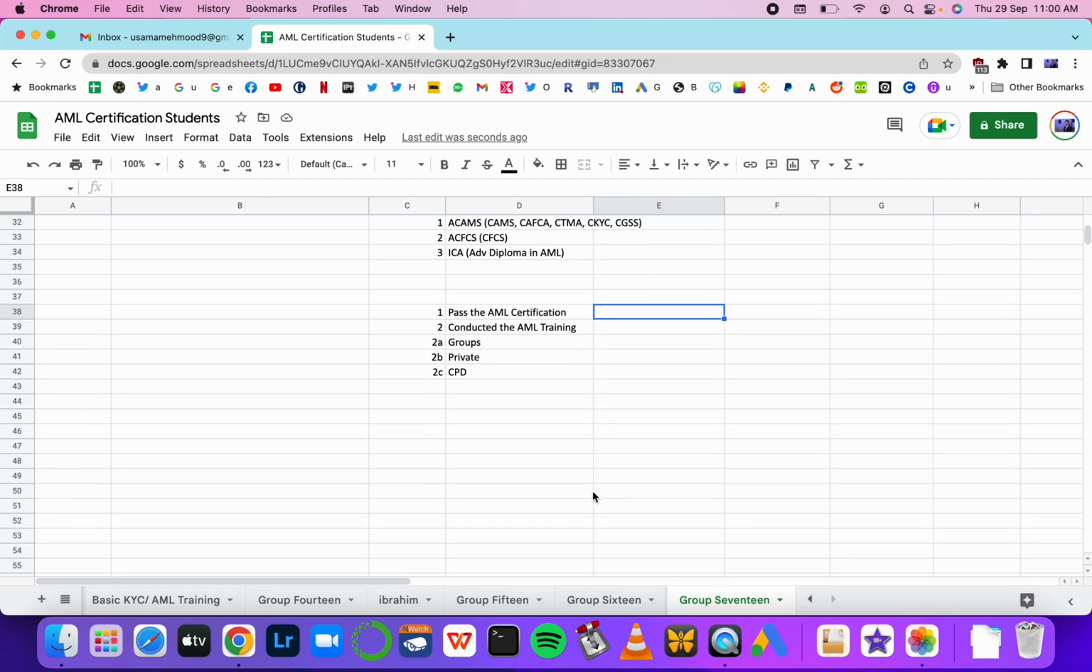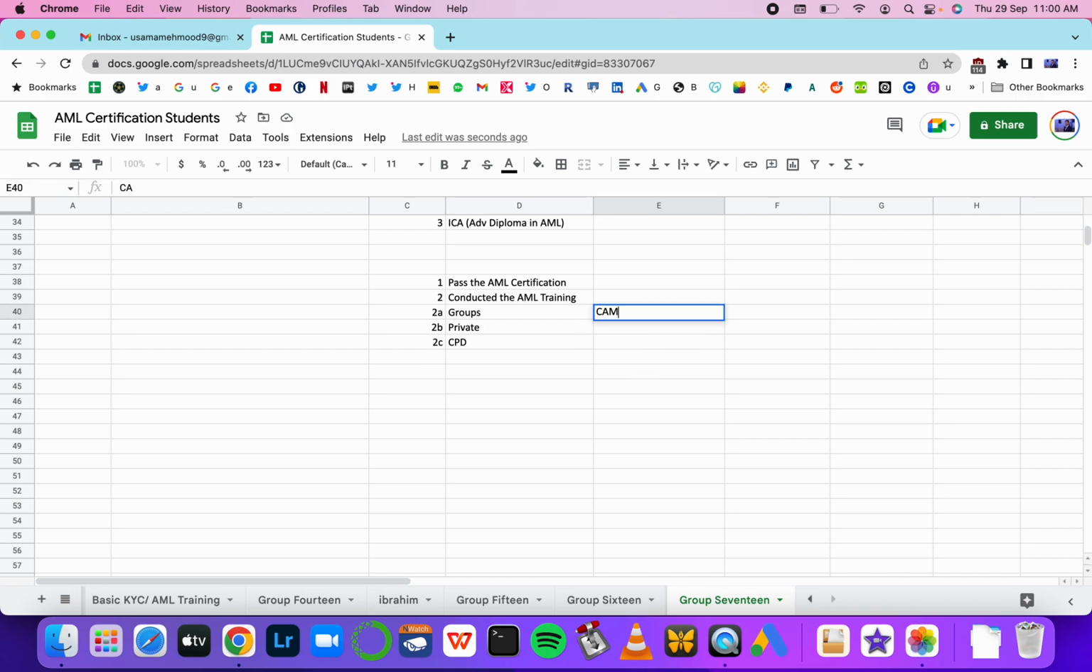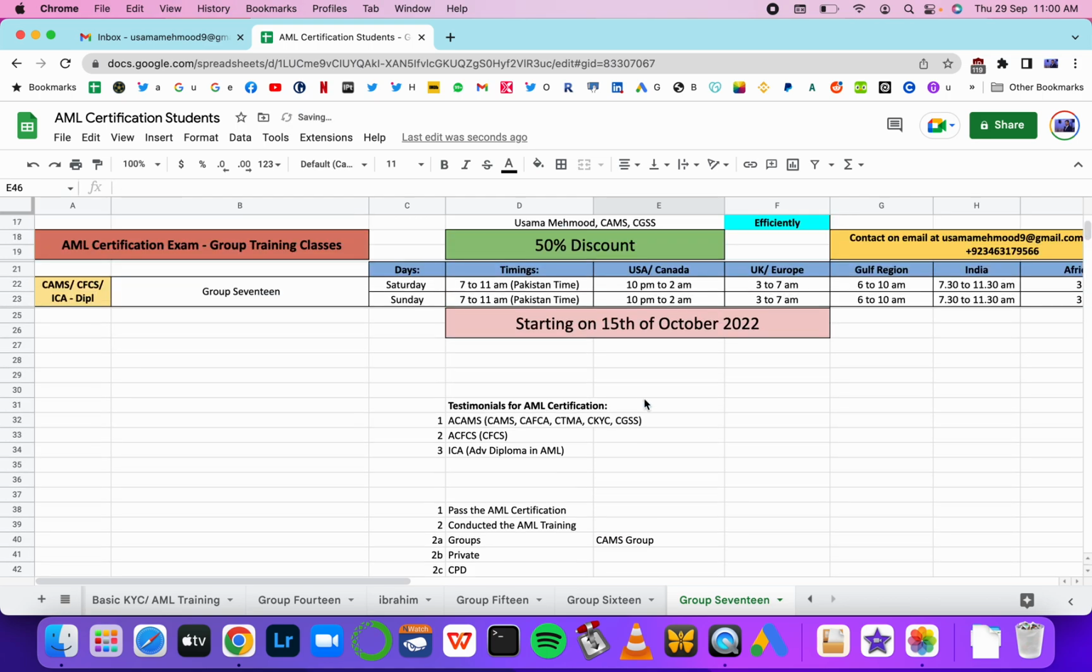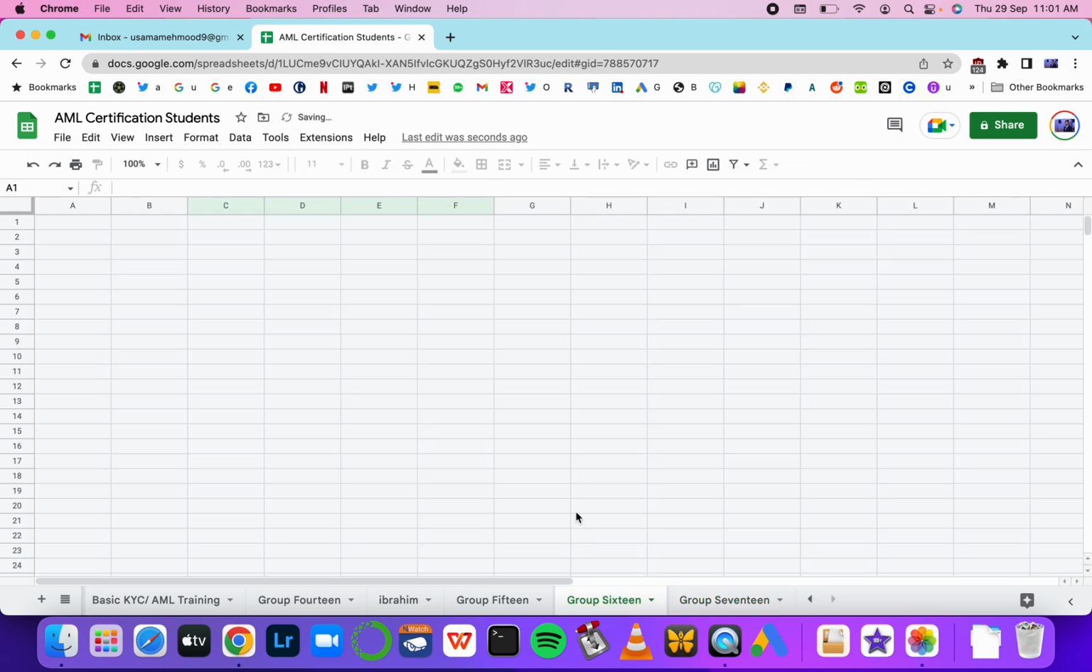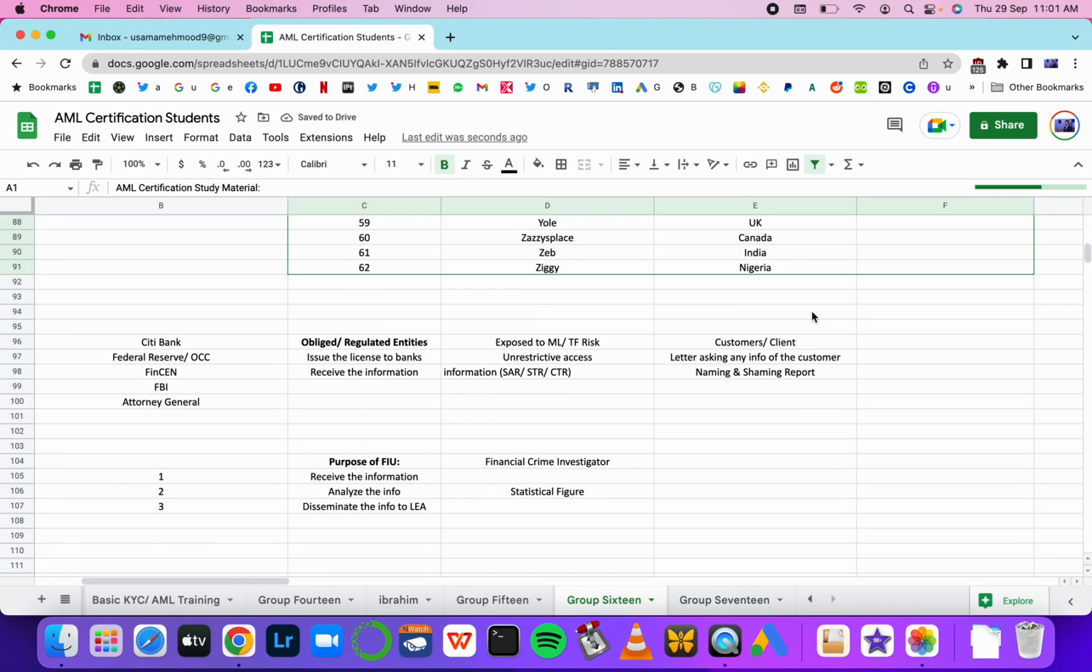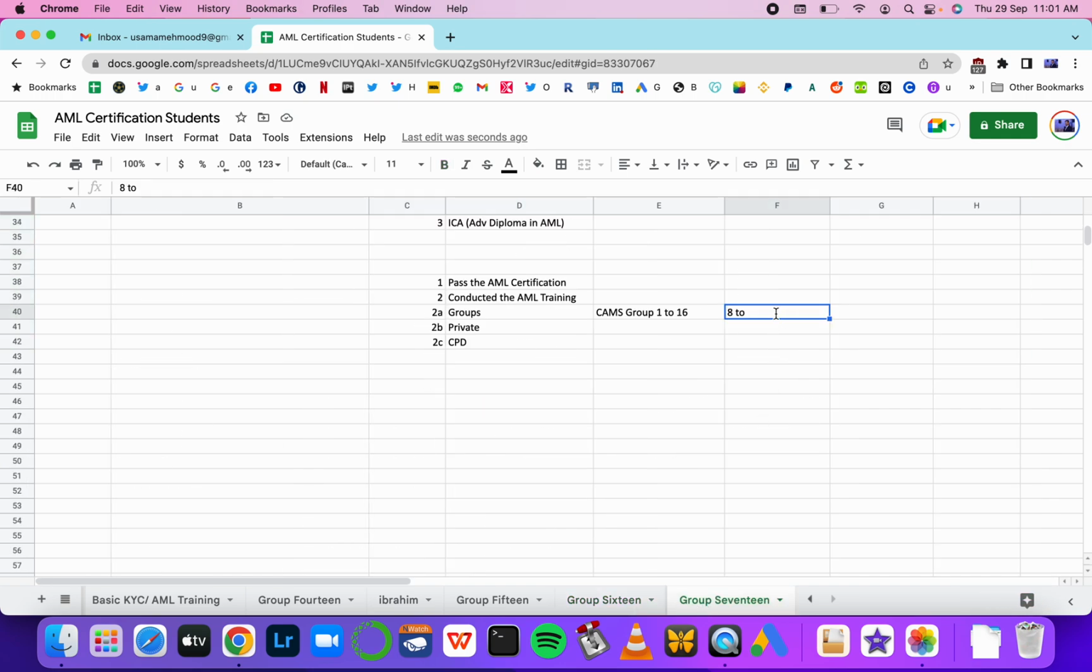and what you are seeing in those. So when you see CAMS group 9 or CAMS group 8, or since I'm about to start CAMS group 17, there are previous groups, 1 to 16, where I've trained people. On average, the first group had 8 participants, and group number 16, which started on 17th of September, has 62 participants. There was also group 8, which had 110 participants.